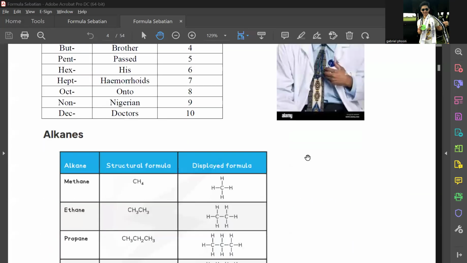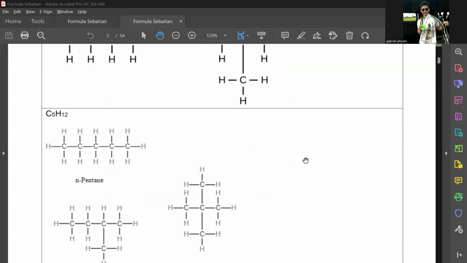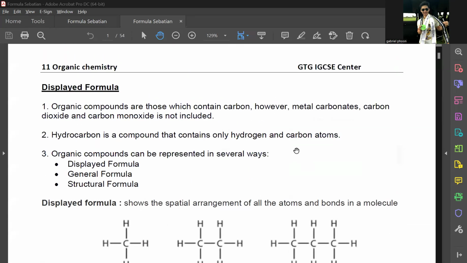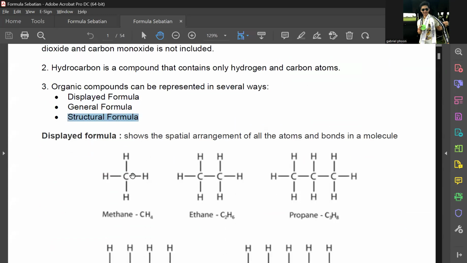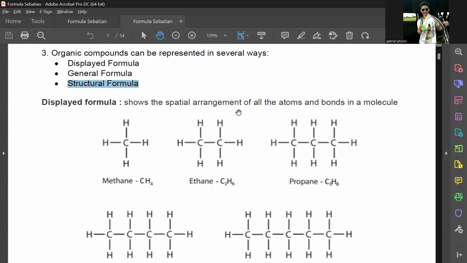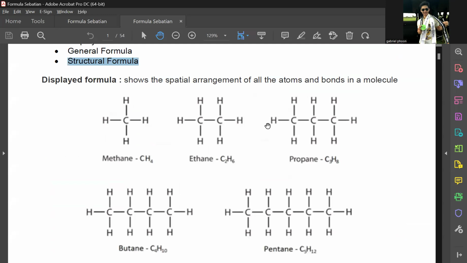Hey, a quick recap of what we learned last week, guys. Basically, before we go into the exercises, we learned about the difference between display formula and structural formula. A display formula, like the name suggests, is all the bonds displayed together along with all the atoms. So usually when they ask you to draw a display formula, you have to write everything down, including either the single bonds or the double bonds.